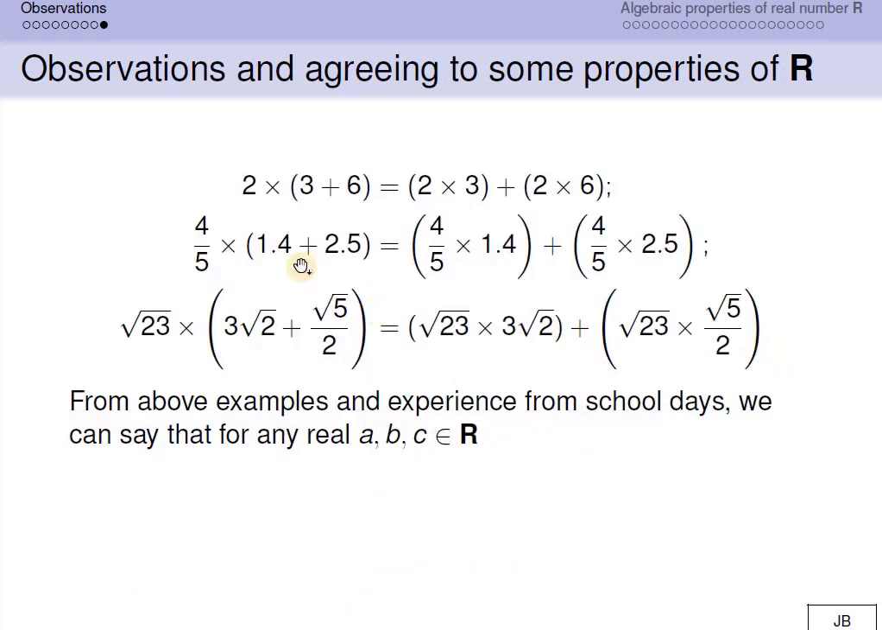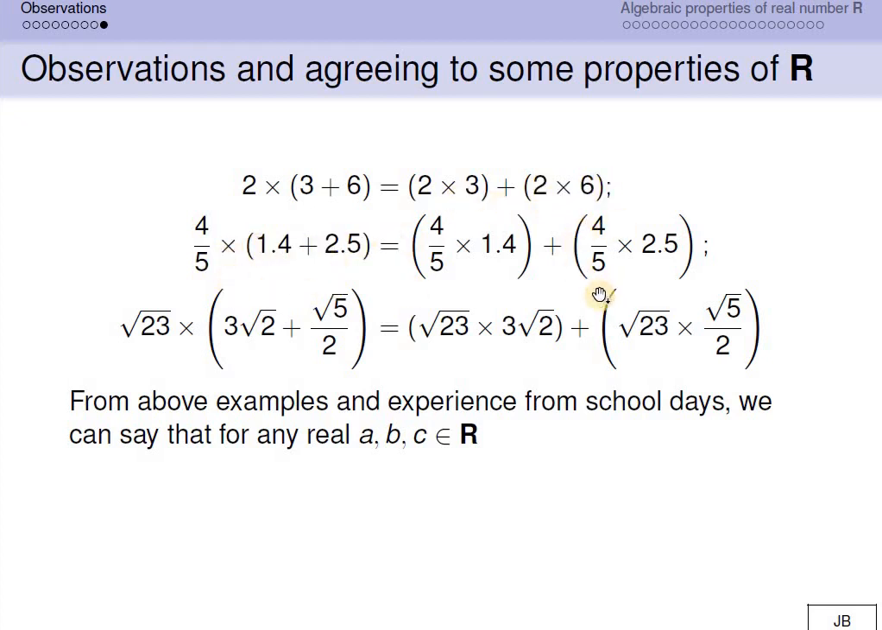Okay. Then the last property which we will take as guaranteed property for real numbers is this one. See the example: 2 into (3 plus 6). What is that? 3 plus 6 is 9, and 9 into 2 is 18. Here 2 into 3 is 6, and 2 into 6 is 12, which makes 18. So the left hand side is equal to the right hand side.